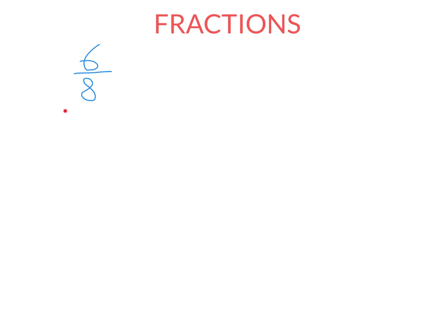You probably already know that a fraction looks like this. It has a top number, the numerator, and a bottom number, the denominator. The bottom number tells you how many parts there are in total, and the top number how many parts you have.